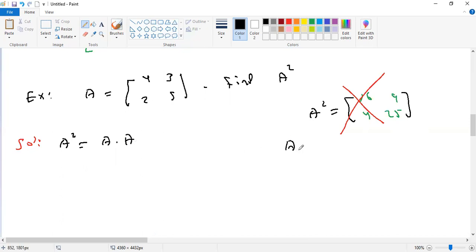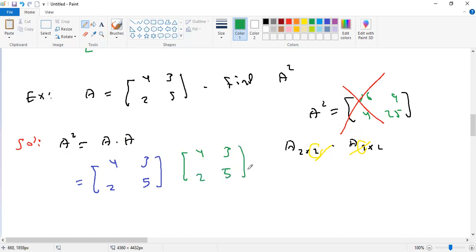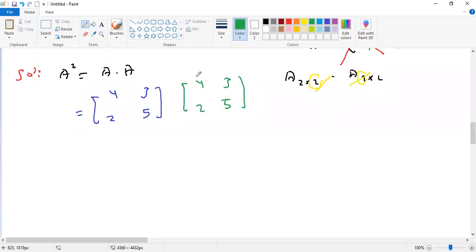So the first is 2 by 2, the second matrix is 2 by 2. Can we multiply? Yes, it can be multiplied because the inner dimensions match, so the answer will be 2 by 2. But how to multiply? Again, we have to multiply in this way. Write it now: the first matrix 4, 3, 2, 5, multiplied by the second one, which is the same, 4, 3, and 2, 5. But how do we multiply now? Look here, students.